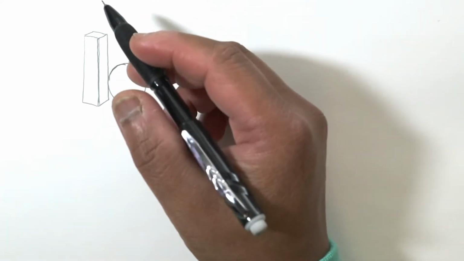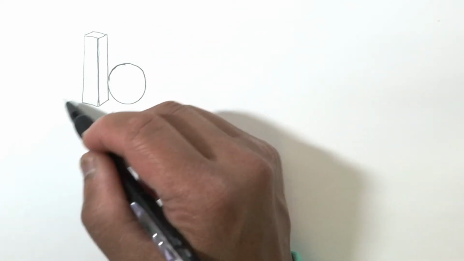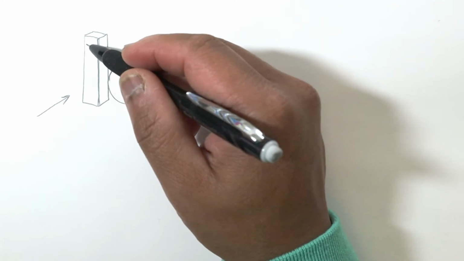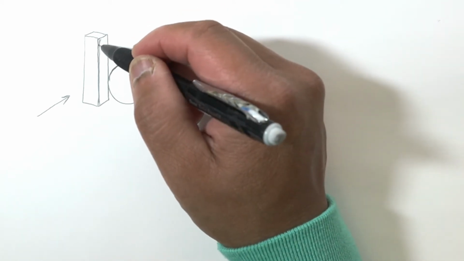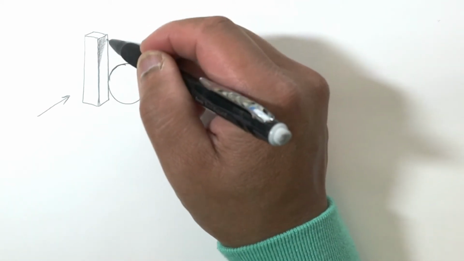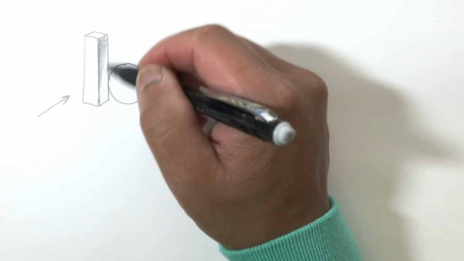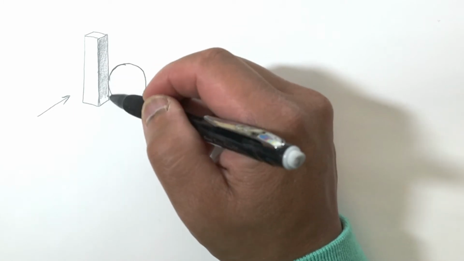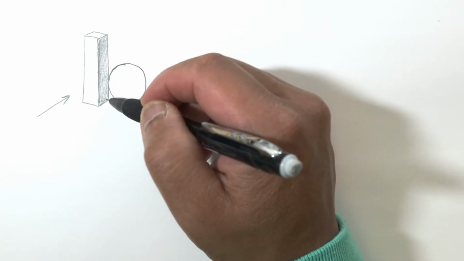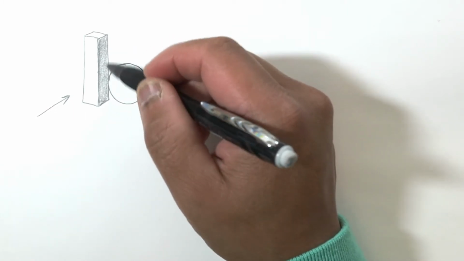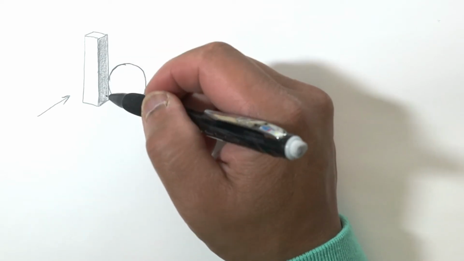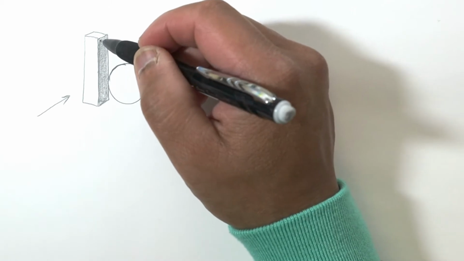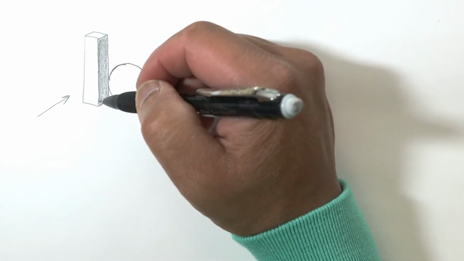Alright, so if the light is coming from this direction, so this is the front of our rectangular prism, what we're going to end up with is some shadow on this side. Not too dark, but it's not going to get the full brunt of the light. So we're going to get some shadow right here. So this would be called form shadow, which is shadow that's on the object itself.